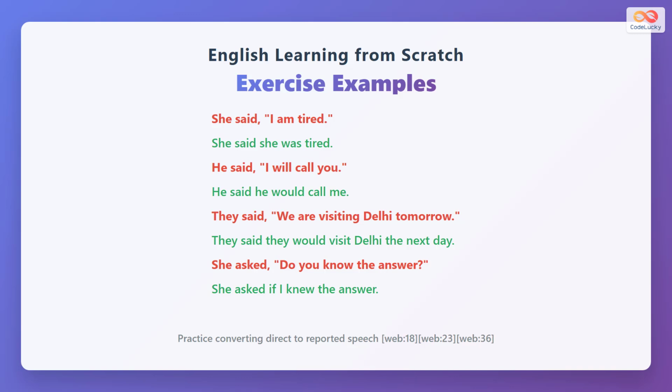Practice with examples like, she said, "I am tired," becomes she said she was tired. He said, "I will call you," becomes he said he would call me. They said, "We are visiting tomorrow," becomes they said they would visit the next day. She asked, "Do you know?" becomes she asked if I knew.